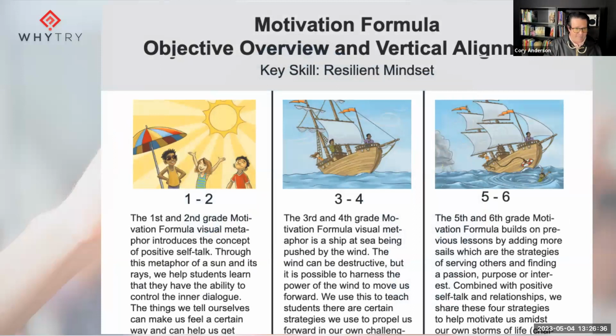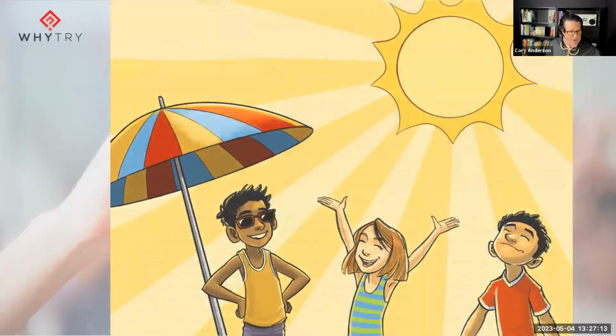The motivation formula, the key concept here, the key skill is a resilient mindset. The motivation formula is all about things that students can do to stay motivated in the face of challenges. And so in this unit, we teach 4 essential skills. We teach positive self-talk, serving others, finding a passion, purpose, or interest, and then getting plugged into relationships, relying on relationships that can help you.